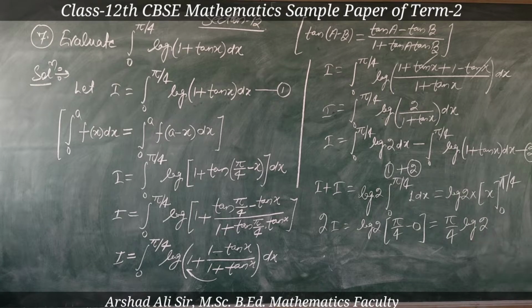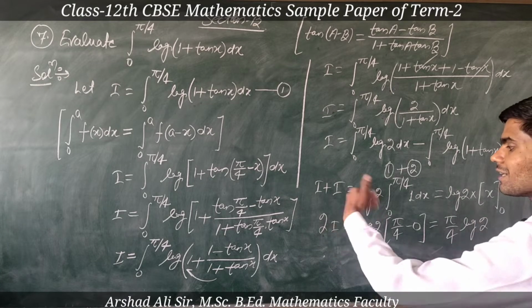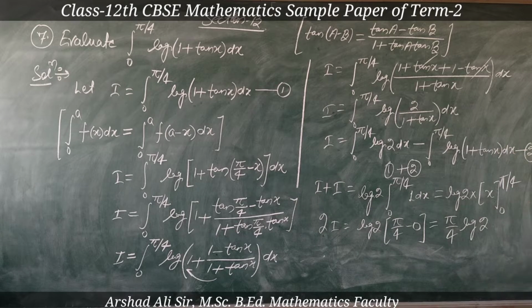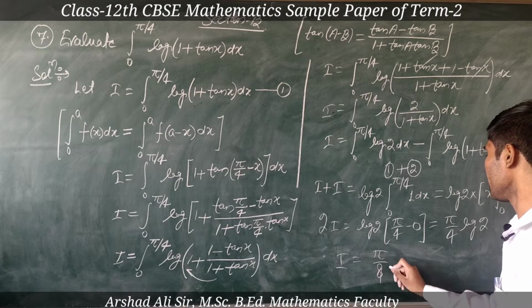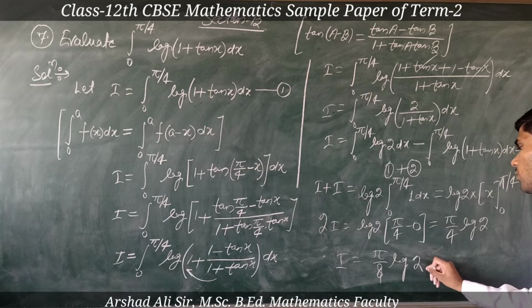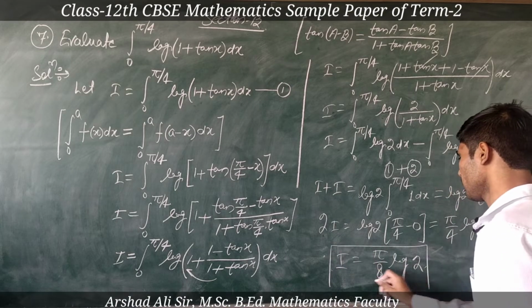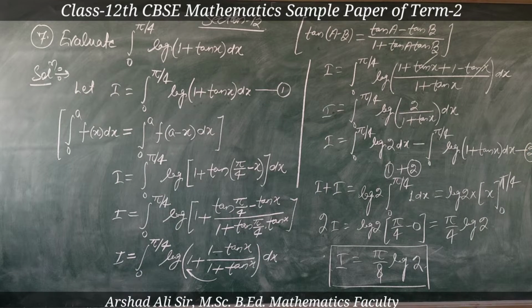It is the answer of 2I, but 2 is in the multiplication on the left side, it will be in the division on the right side. So we can write I is equal to pi by 8 logarithmic 2. So pi by 8 logarithmic 2 will be the correct answer.